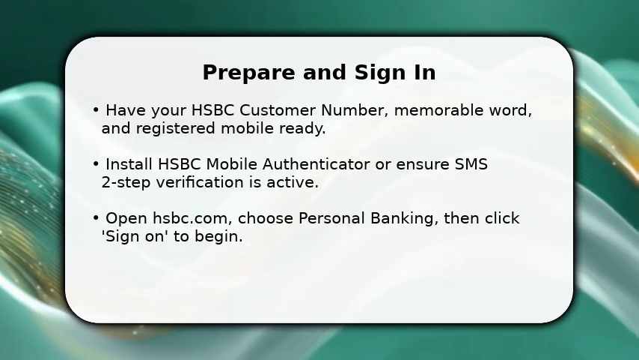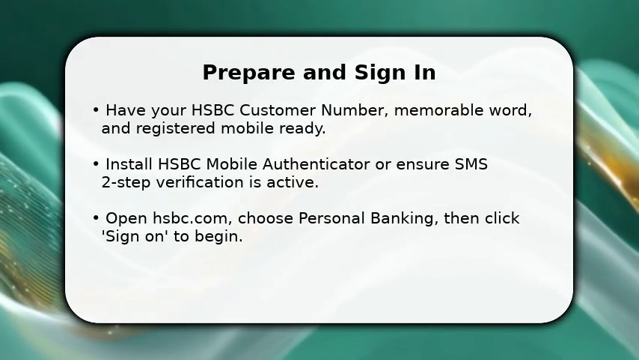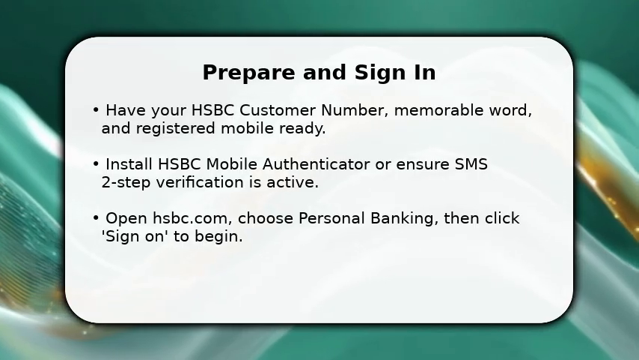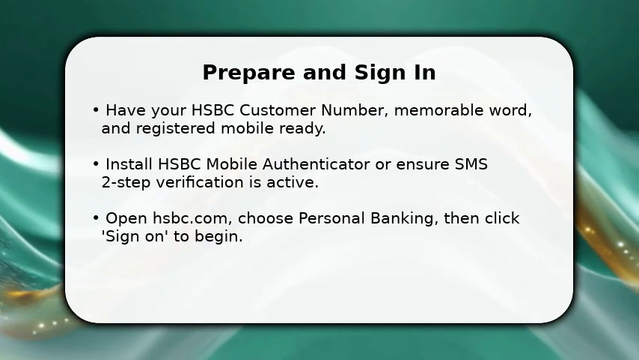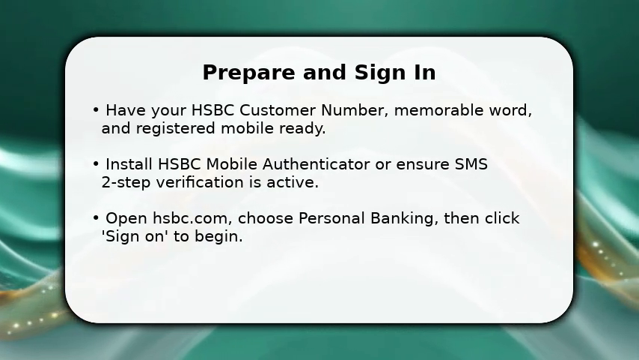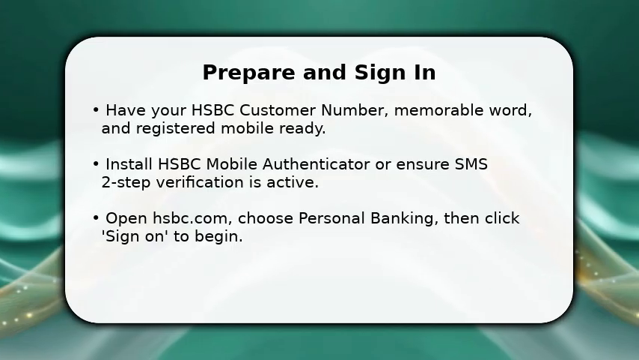Use the HSBC Mobile Authenticator app or accept the SMS code on your registered phone. Make sure your device has signal and the correct time. Inaccurate time can break token generation. Now you're signed in and ready for the next steps.